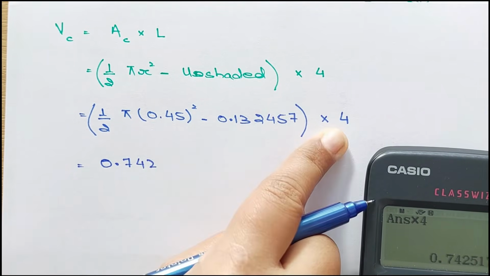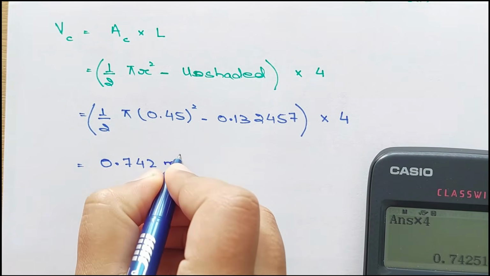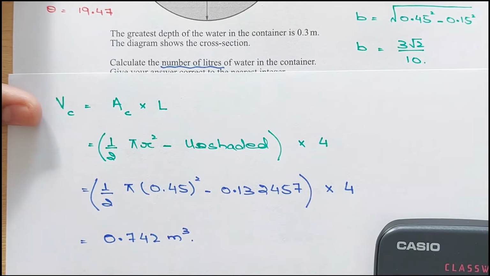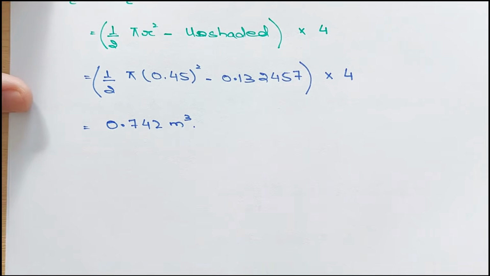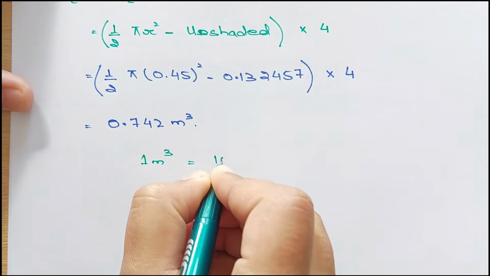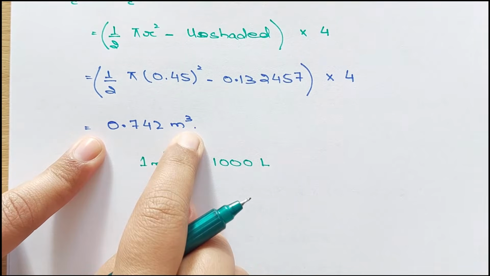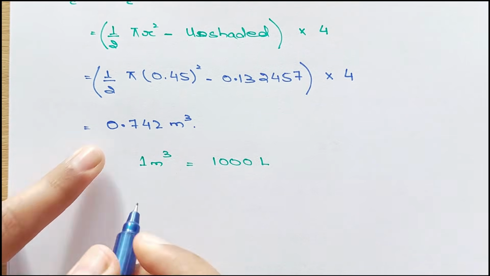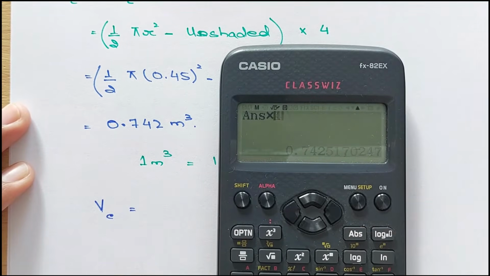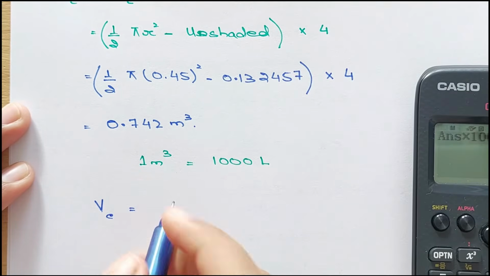The volume is 0.742. This is in meters and the radius is in meters, so meter squared, and meter squared times meter is meter cubed, right? So we got the answer in meter cubed, but they said to calculate the number of liters of water in the container. So we have to use a conversion here, that 1 meter cubed has 1000 liters, right? So this much meter cubed is this times 1000. We will get the answer in liters, right? So we can say the volume of the container that is filled with the water is this times 1000. That is 742.5 liters.